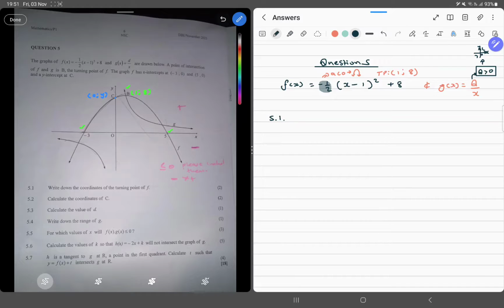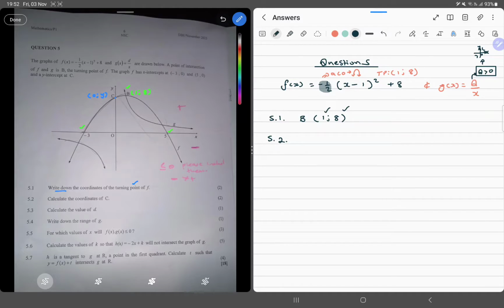So 5.1. We are told here, write down the coordinates of the turning point of f. So we know that b is the turning point. So b is going to be (1; 8). Easy stuff. So you get 2 marks for those coordinates.